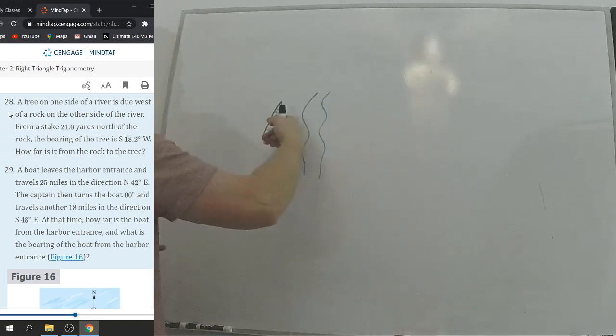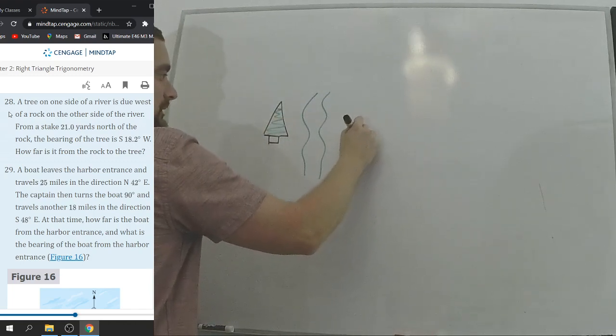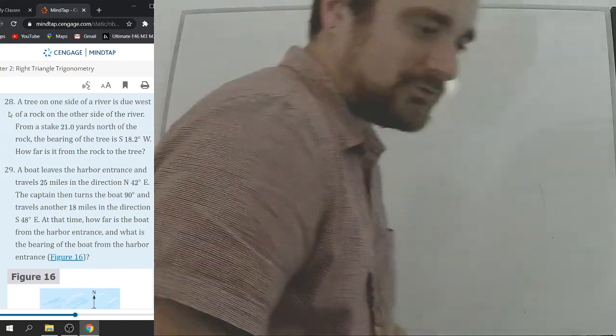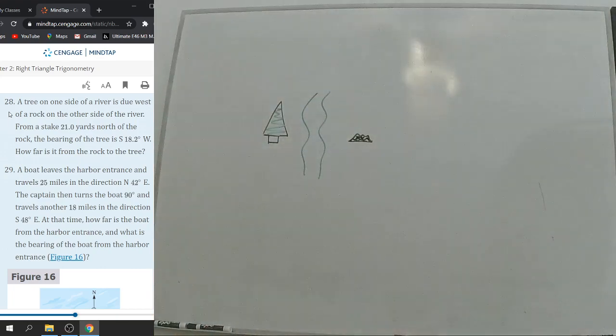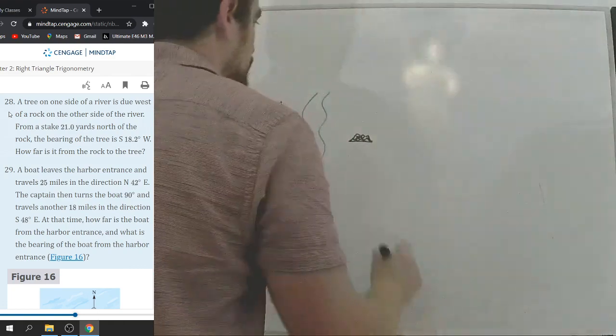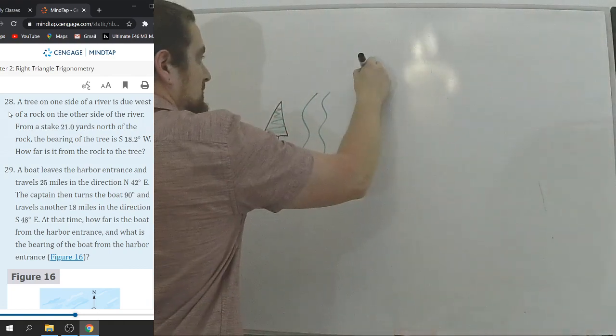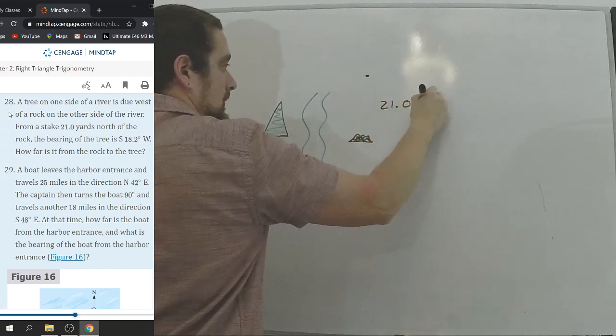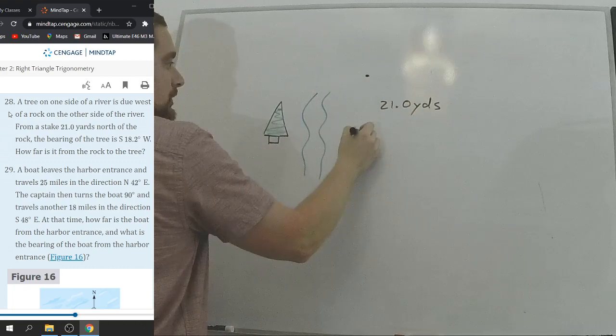And that is due west of this rock that is on the other side of the river. You don't have to get very extravagant with your pictures, right? From a stake 21.0 yards north of the rock, the bearing of the tree is south 18.2 degrees west. So I'm going to go exactly 21.0 yards due north of the rock.